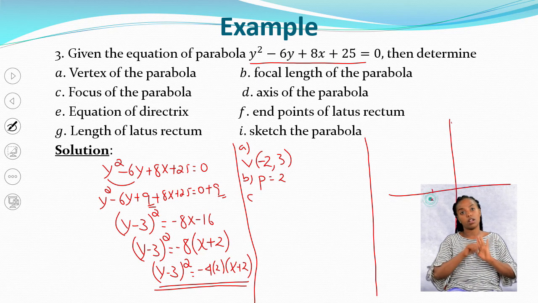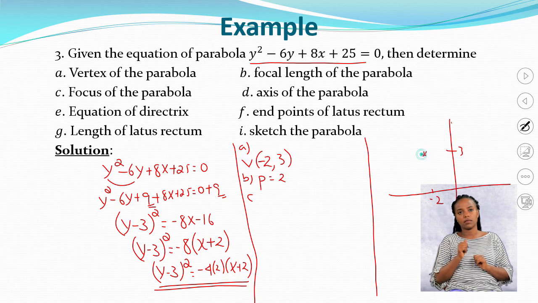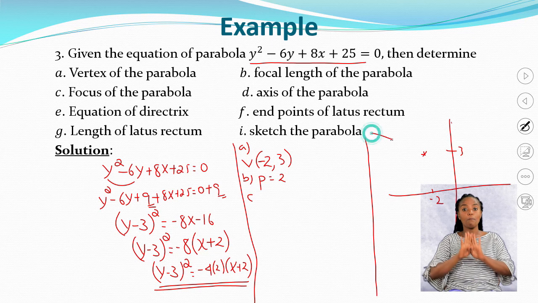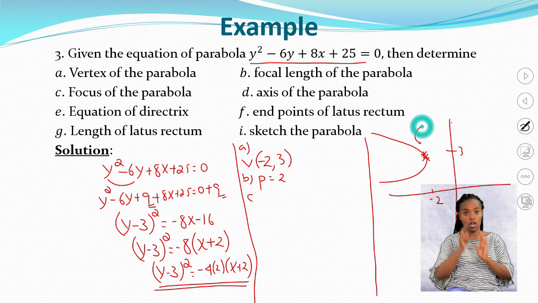Minus 2, assume minus 2 is here and 3 here. So we have this point. It opens to the left. Assume this point is the vertex, negative 2 comma 3.